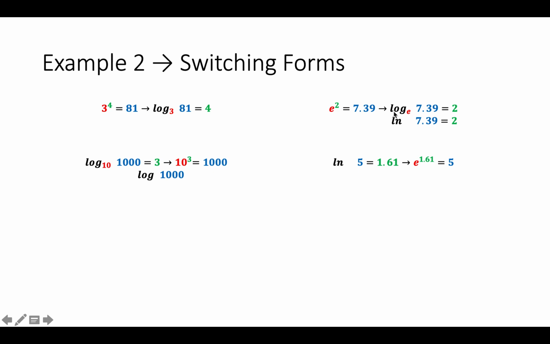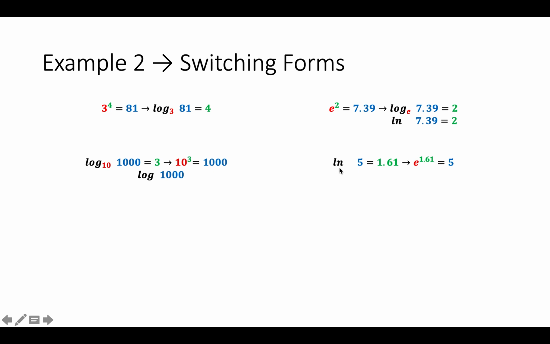We can definitely write it as log base e of 7.39 equals 2. But do you remember that when it comes to natural log, when it is a base e, we don't really write it like this? We write it as natural log. So you write it ln, it's actually reading it backward. Natural log, reading it backward.